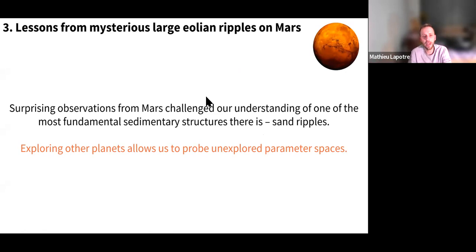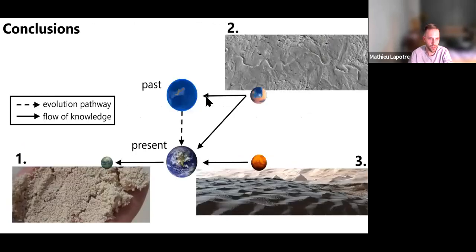Really illustrating how exploring other planets may allow us to probe unexplored parameter spaces and revise or refine our models for geological processes. So through this high-level sample platter of some of our group's research, I hope to have convinced you all that a lot can be learned through comparative planetology.